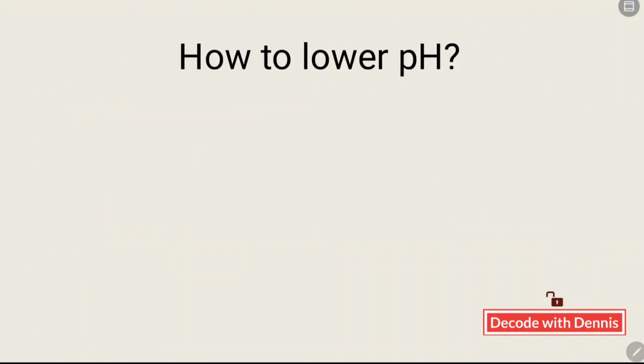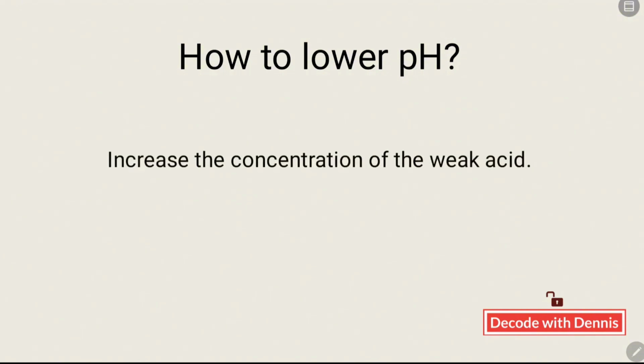So then how do we lower the pH? To lower the pH, we need to increase the concentration of the hydrogen ions in water. And to do so, we can increase the concentration of the weak acid.